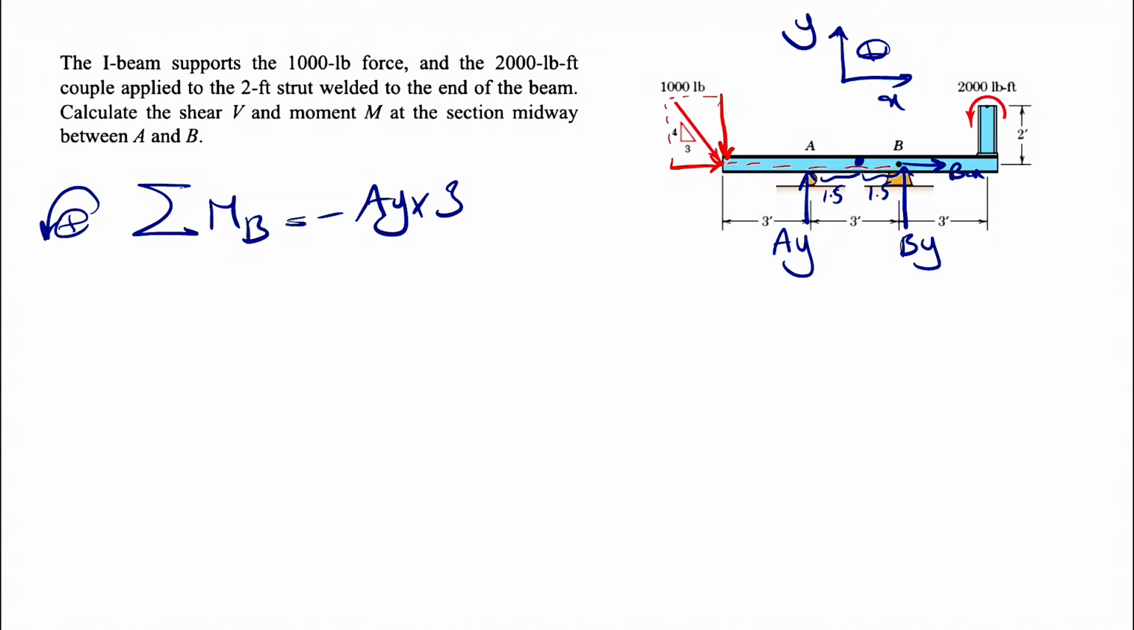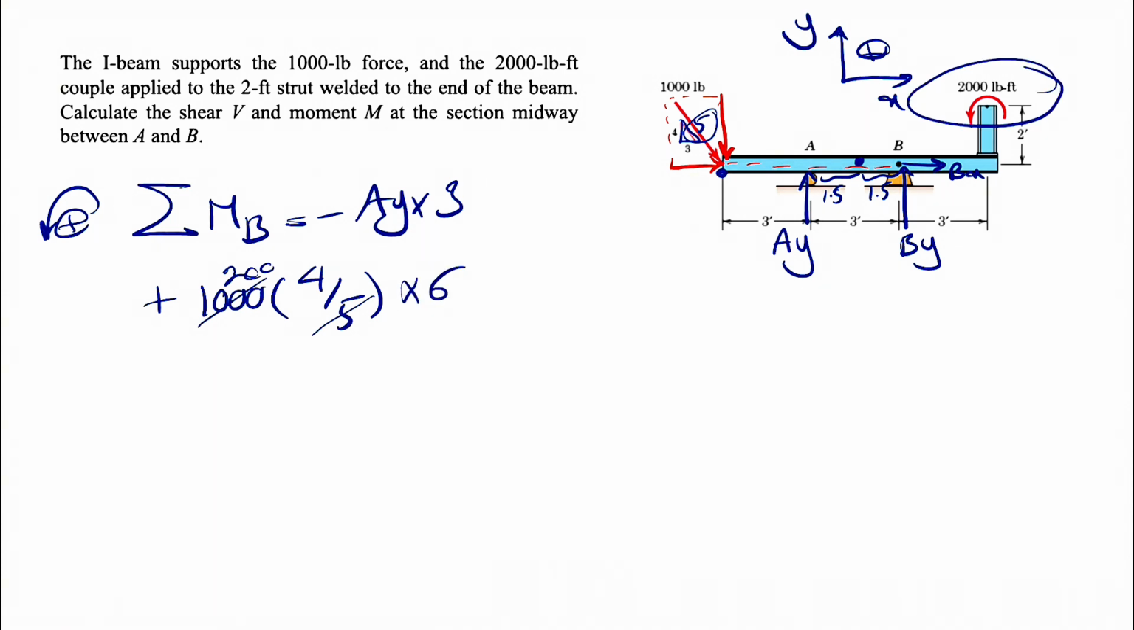This one's going to make a counterclockwise moment, so positive 1,000. And for finding the vertical component, we're going to have 4 over 5. We know this right triangle, the hypotenuse would be 5 because it will be the square root of 4 squared plus 3 squared, which is 16 plus 9. So the square root of 25 is going to give us 5. So the vertical component would be 4 over 5. So that's going to be the force, and the distance from this end of the beam to B would be 3 plus 3, which is 6. And we're going to have the couple at the other end of the beam, which is also counterclockwise, so plus 2,000 equals 0 since we are in equilibrium.